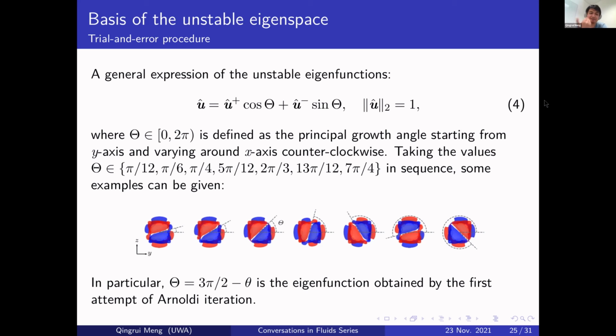In particular, if theta equals 3 pi over 2 minus that lowercase theta, that is just the eigenfunction we obtained by our first attempt of another iteration.